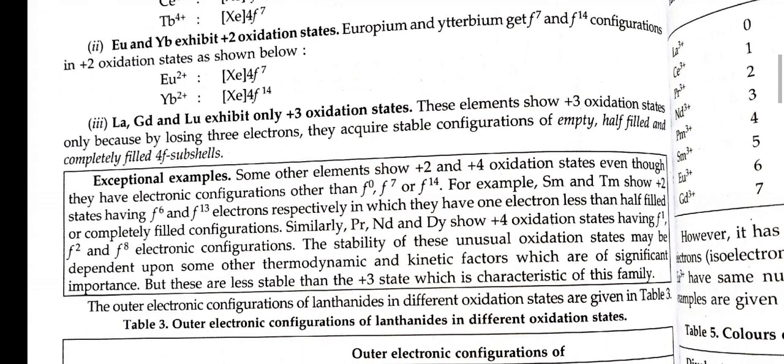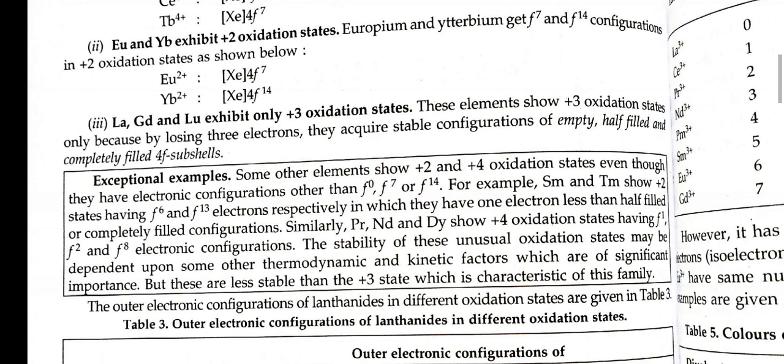La and Lu exhibit only +3 oxidation state. These elements show +3 oxidation state only because by losing 3 electrons they acquire the stable configuration of empty, half-filled and completely filled 4f subshells. Exceptionally, some other elements show +2 and +4 oxidation state even though they have electronic configuration other than f0, f7 or f14. For example, Sm and Tm show +2 oxidation state having f6 and f13 electrons respectively, in which they have one electron less than half-filled or completely filled configuration.